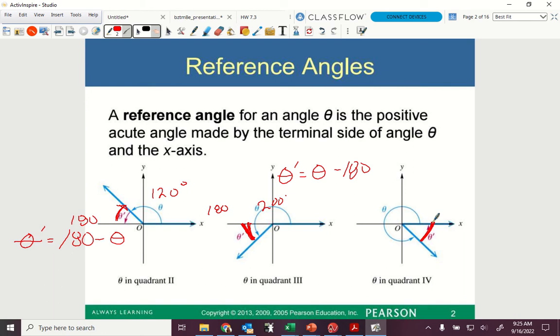So right here, where do you think the x-axis is? 360, very good. So that's 360 right there, right? Okay. So think about it. What would I do to just get this little piece right here? Subtract. What am I subtracting?